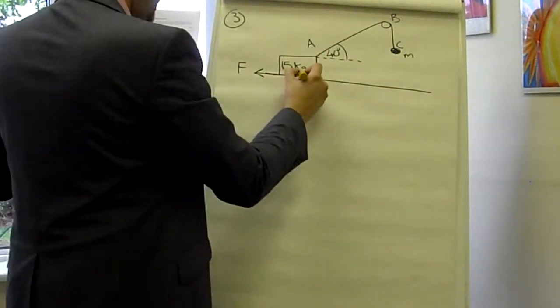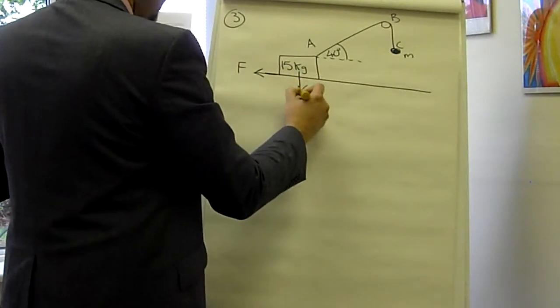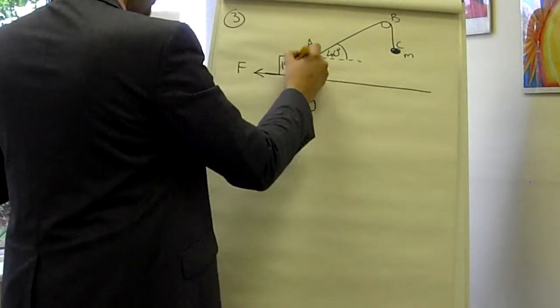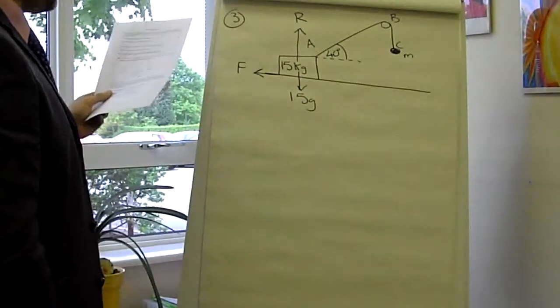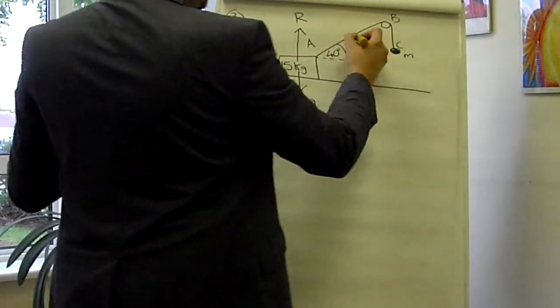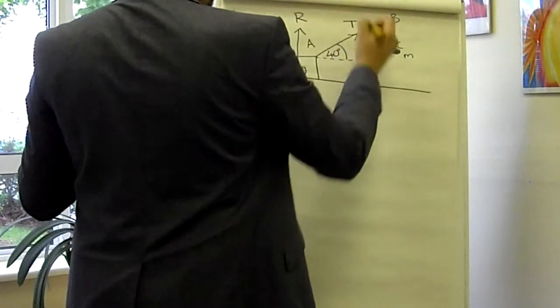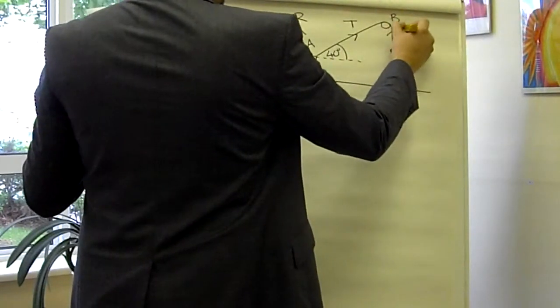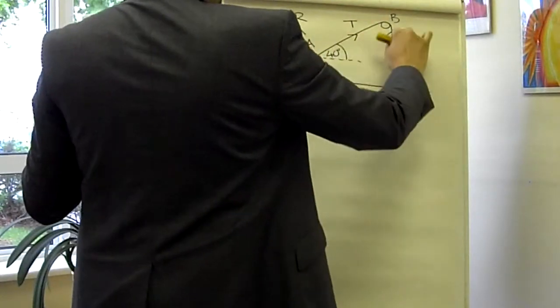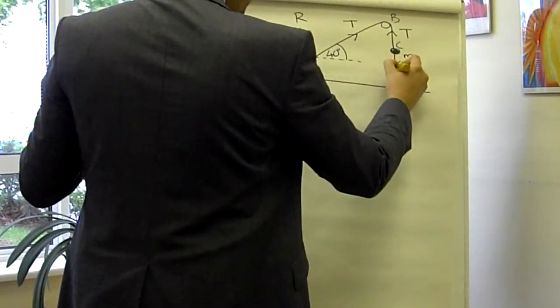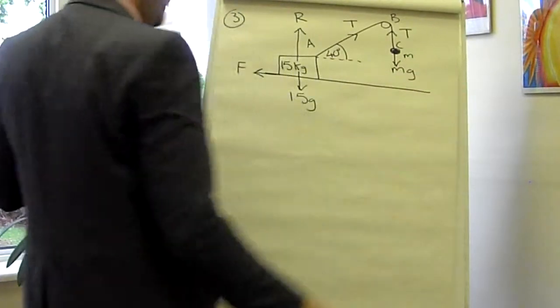We would also have a weight, 15g, and we would have a normal reaction of the ground on the block, which I've called R. There would be a tension in the string acting this way, and the same value of T there, because this is one continuous piece of string, so the tension is the same throughout. The weight of this particle here is mg.